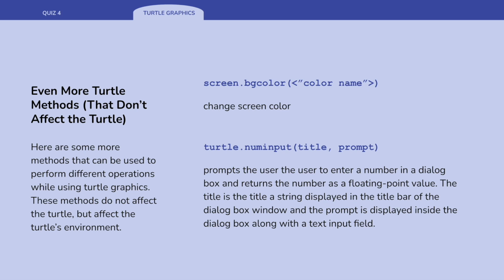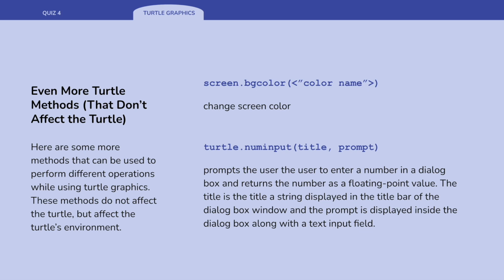This function also uses dot notation, and the thing that comes before the dot is still your turtle, even though it doesn't really have anything to do with the turtle and its movement around the screen. So that is something to take note of. And this function has two arguments. The arguments are a title and a prompt.